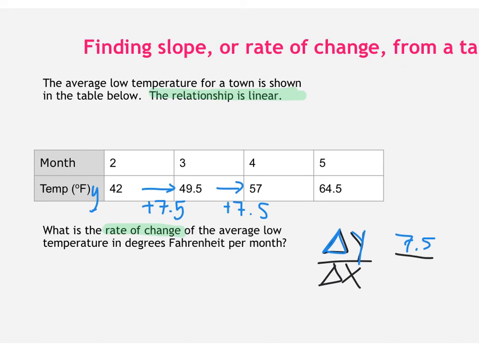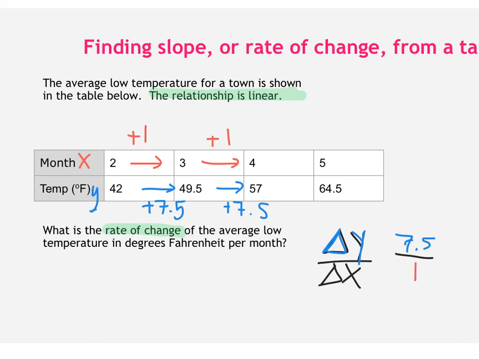Now we're going to do the same thing with our x values. To get from 2 to 3, that's going up, and that's going to be plus 1. To get from 3 to 4, that's also plus 1. And we can keep going in that fashion, but the pattern should look about the same. So our change in x is going to be 1.